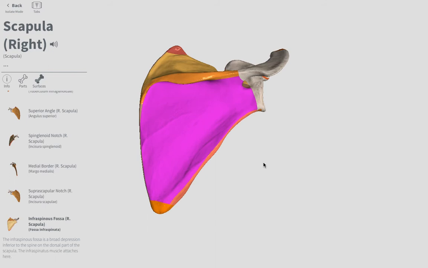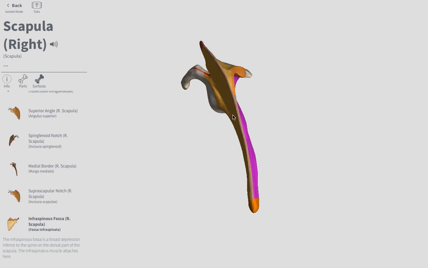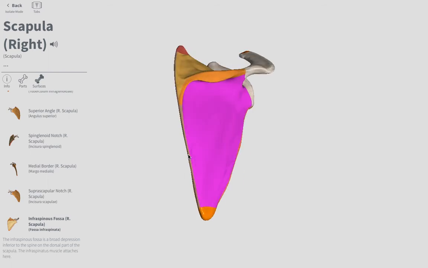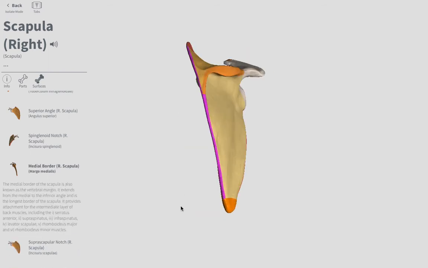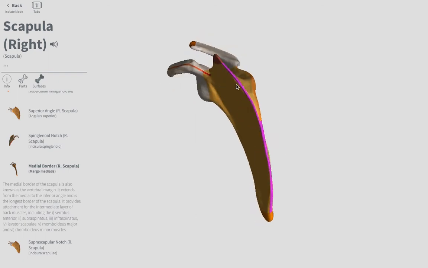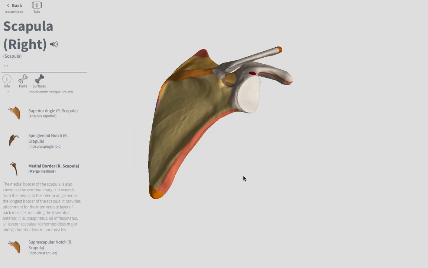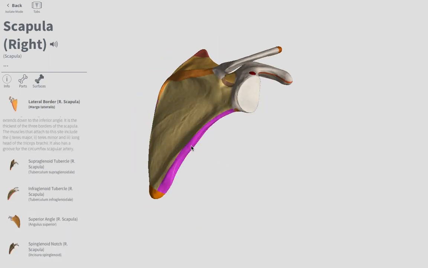So let's talk about the medial and lateral border, since we kind of just identified which side is which. The medial border is going to run along the medial aspect right here. We can highlight it right there in magenta. So that entire border there is the medial border of the scapula. And on the flip side, we'll have the lateral border of the scapula.